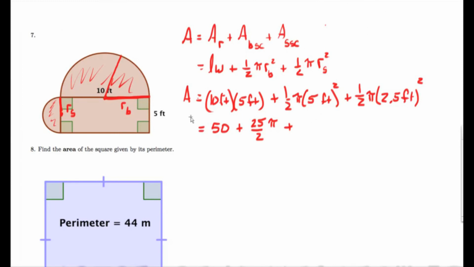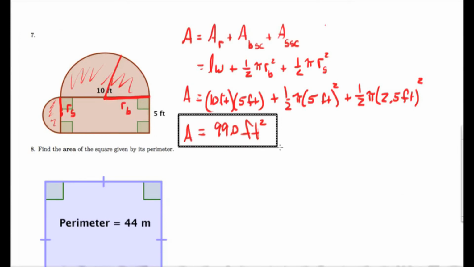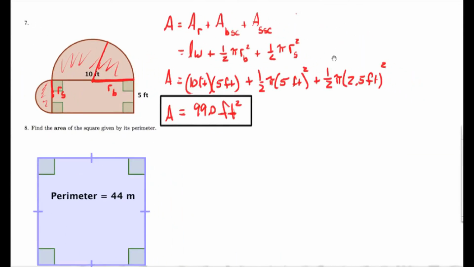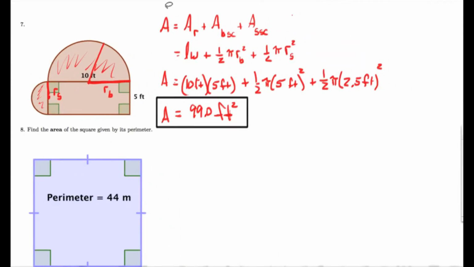Alright, so let's just take this part out right here. We get 99.0 feet squared. Here's our area. Okay, so now our last part of this, we need to find the perimeter.